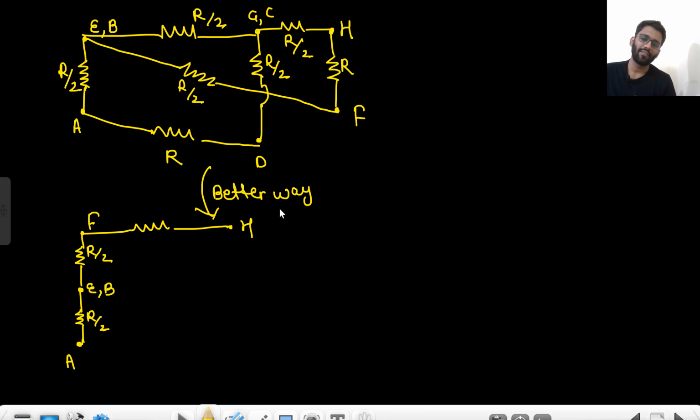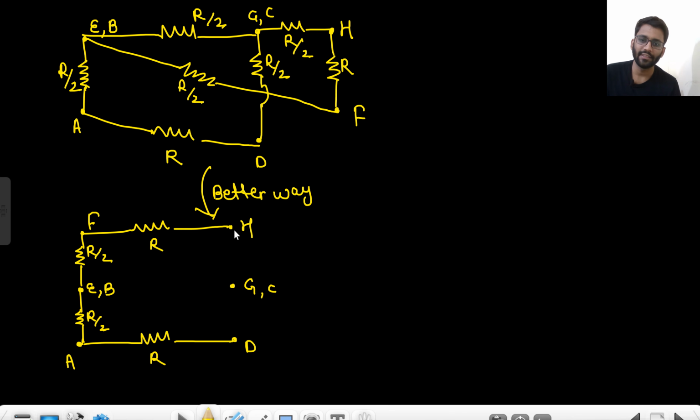So H can be made far away from A because there is no interconnection between A and H, right? And between A and D there is R, right? Because there is no interconnection between F and D, so it can be made far away from that. And between H and D there is a common point, that is GC.